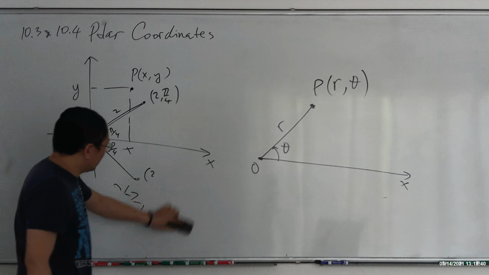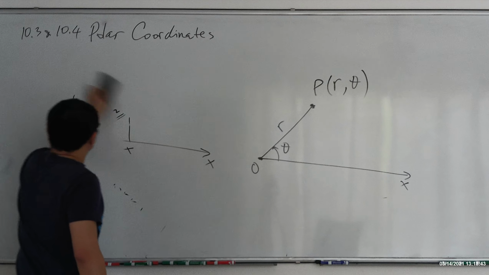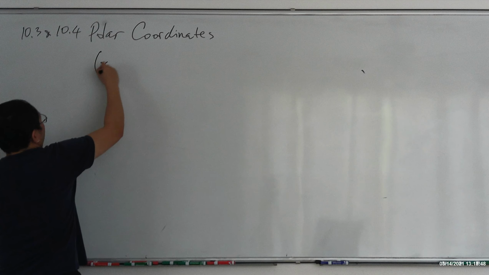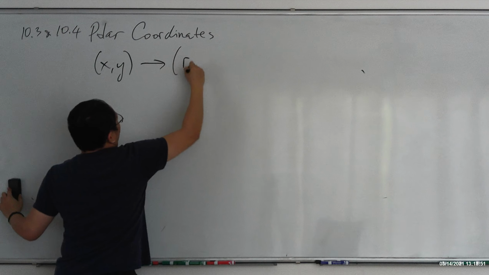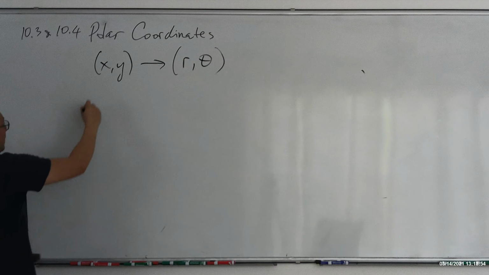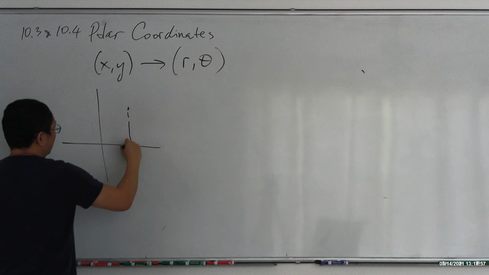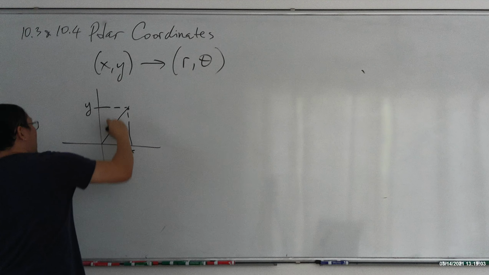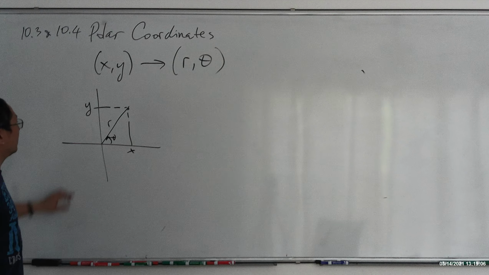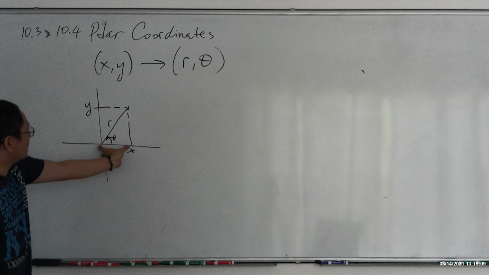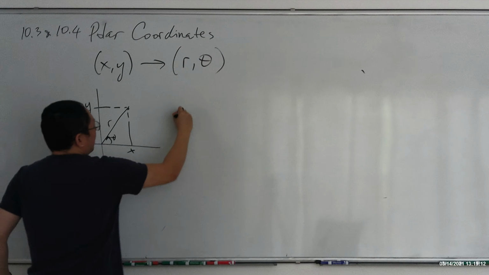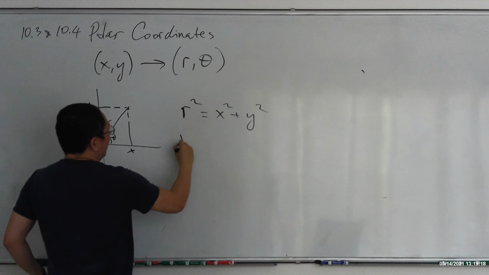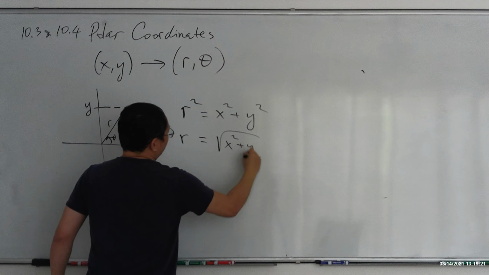All right, let me show you the formula to convert back and forth. First, we're going to convert from x, y to r, theta, and then I'll show you the other way. This means you have a point, you know x and you know y, and you need to calculate r and theta. The picture right here shows you everything. This is x, this is y. The Pythagorean theorem says r squared is equal to x squared plus y squared, because this is the hypotenuse. So r is equal to the square root of x squared plus y squared.